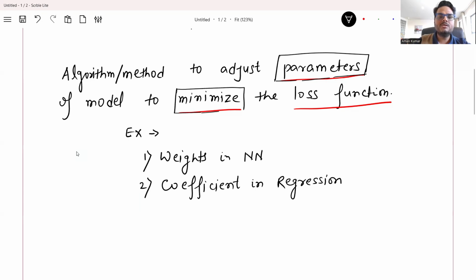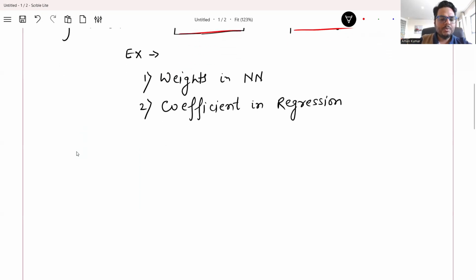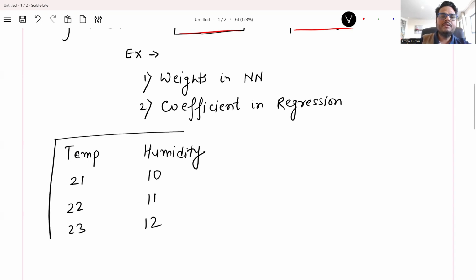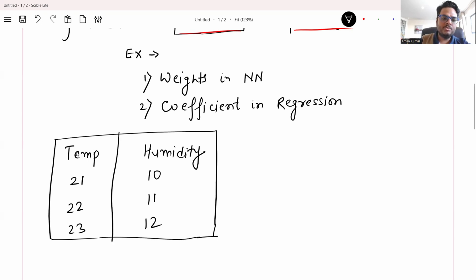Now, minimize: there is no confusion here. Minimize means lowest value. What is the loss function? Let's try to understand with a simple example. Let's say you have simple data where one column is the temperature of the day and the other column is humidity percentage. So temperature 21, 22, 23, humidity, let's say, 10, 11, 12. I'm just giving some random numbers. Let's say this is your training data and your job is to predict humidity based on temperature. You have to train a machine learning model. This is your x, the independent variable, and this is your y, the target variable.